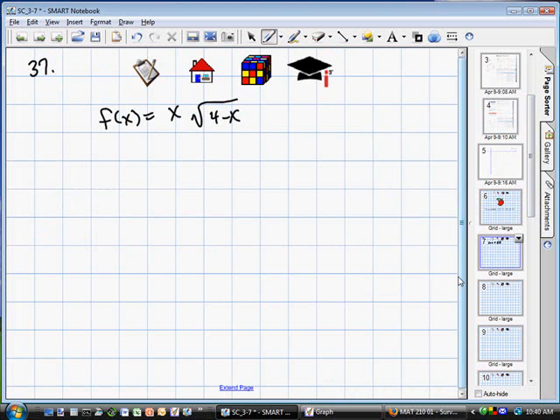Okay, x times the square root of 4 minus x. Are there any domain things here? Is there anything x cannot be in the domain? It can't be bigger than 4, can it? Because if x is bigger than 4, we've got the square root of a negative, which is a problem. So, wouldn't you agree that x has to be what? 4 or less?